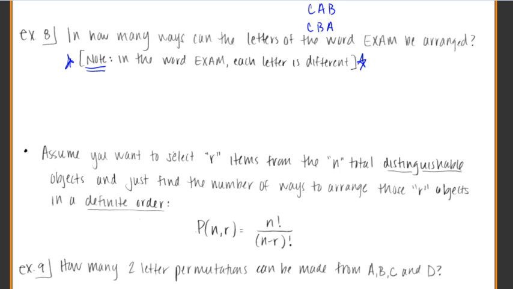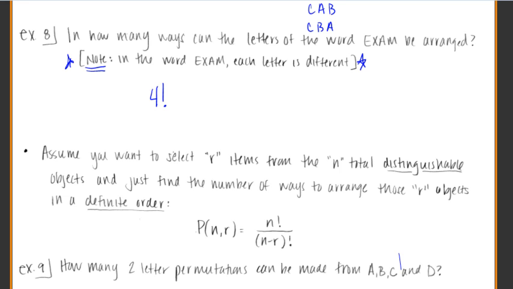But what if I gave you the word Mississippi, where some letters repeat? It matters if you have repetitions in there. So if there are no repetitions, you don't have anything to worry about. Well, the word exam has 4 letters. So how many ways can they be arranged? It's simply 4 factorial.